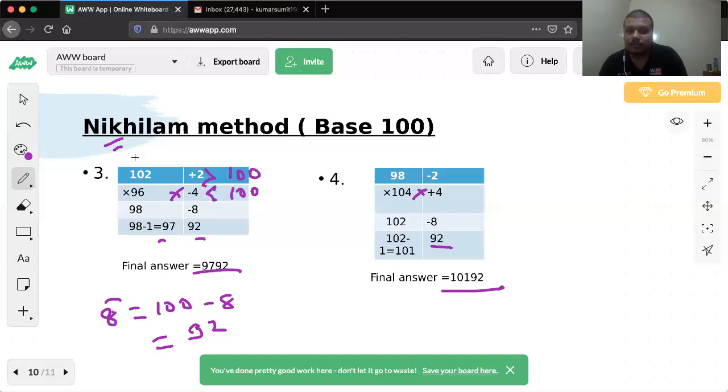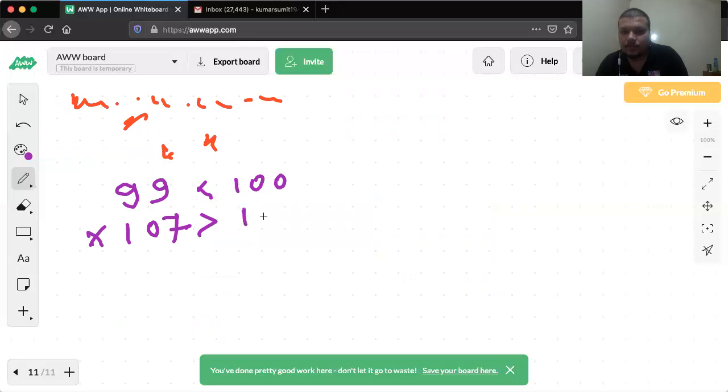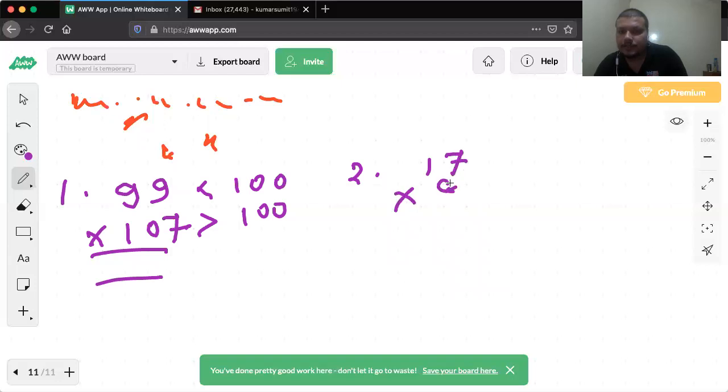I hope this helps you. And for homework, I can also give you some examples for practice. For example, suppose you have to do 99 into 107. One number is less than 100, another number is greater than 100. Right? So do this. Let's say this is the first question. Now let me give you the second question. Suppose it is 17 into 9. Fine.